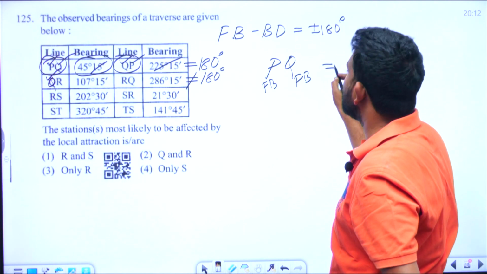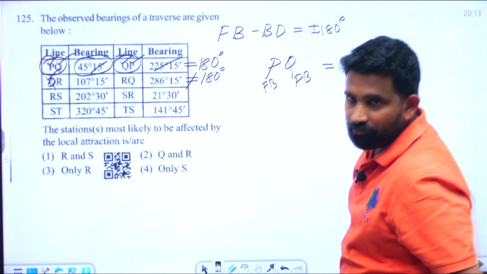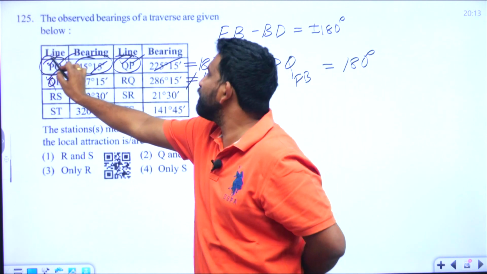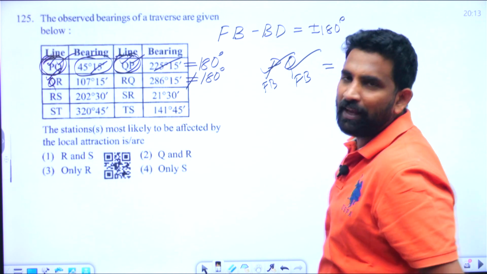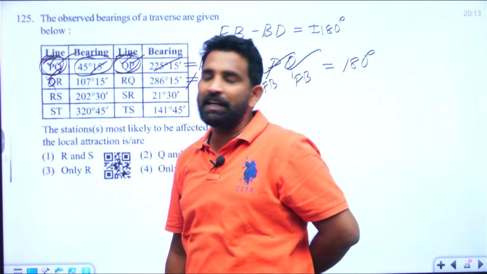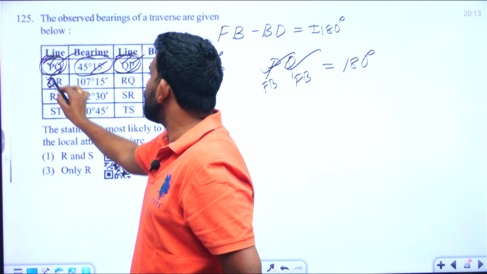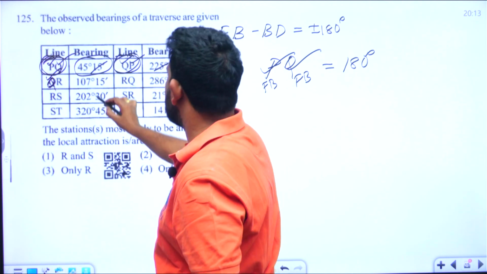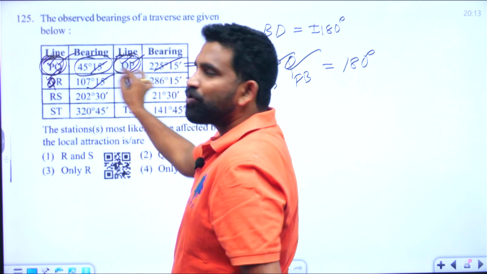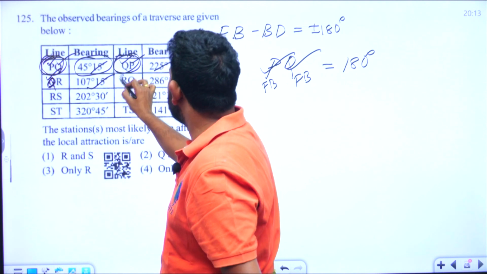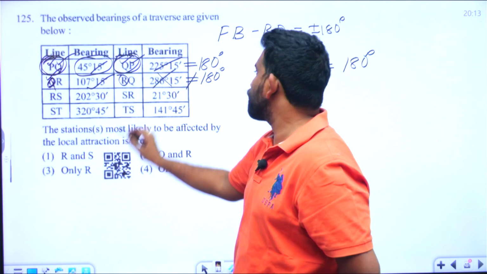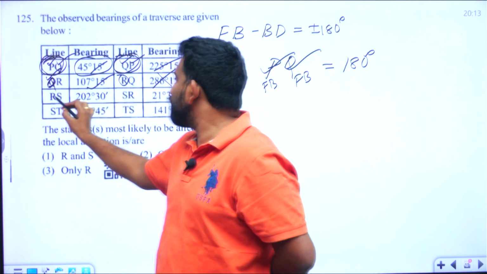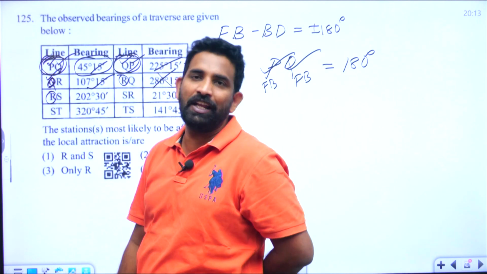The difference is coming here for the lines as 180 degrees. So obviously whatever bearings we are taking from P station and Q station will be correct. Likewise, the readings from Q station will also be correct. But as the difference is not coming 180 here, whatever reading we take from R station will be wrong. Likewise, here we are having R, so obviously the readings that we are taking from R will be wrong.